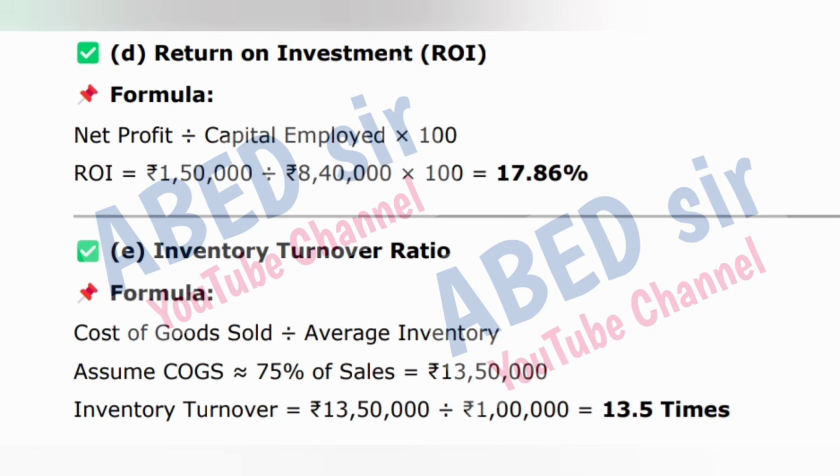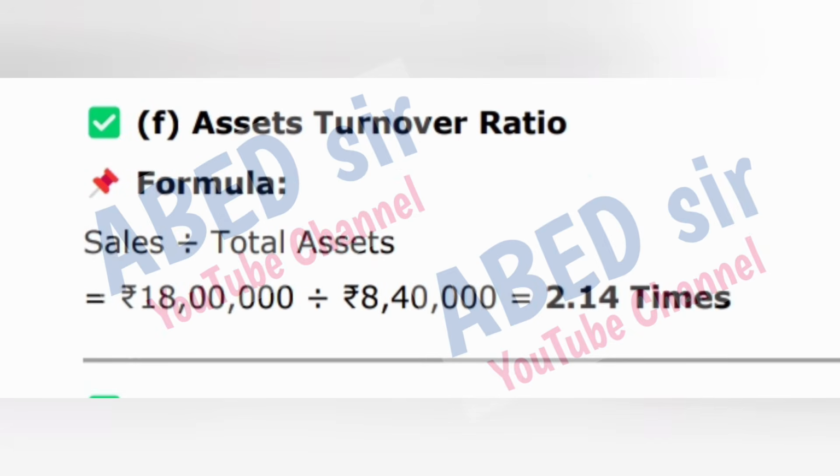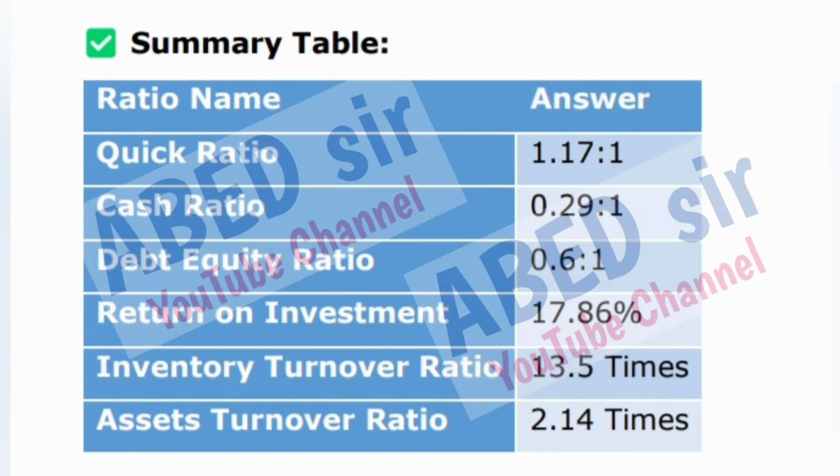E. Inventory turnover ratio. Formula: cost of goods sold divided by average inventory. Assume COGS is 75% of sales is equal to 13,50,000 rupees. Inventory turnover is equal to 13,50,000 rupees divided by 1 lakh rupees is equal to 13.5 times. F. Assets turnover ratio. Formula: sales divided by total assets is equal to 18 lakhs rupees divided by 8 lakhs 40,000 rupees is equal to 2.14 times.